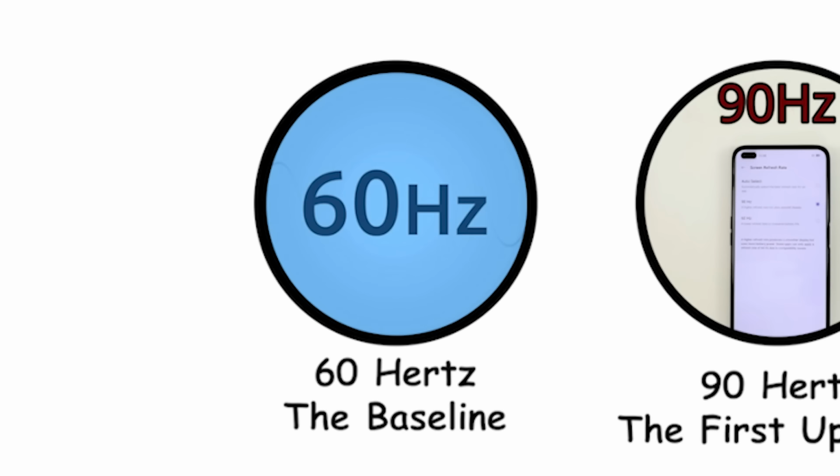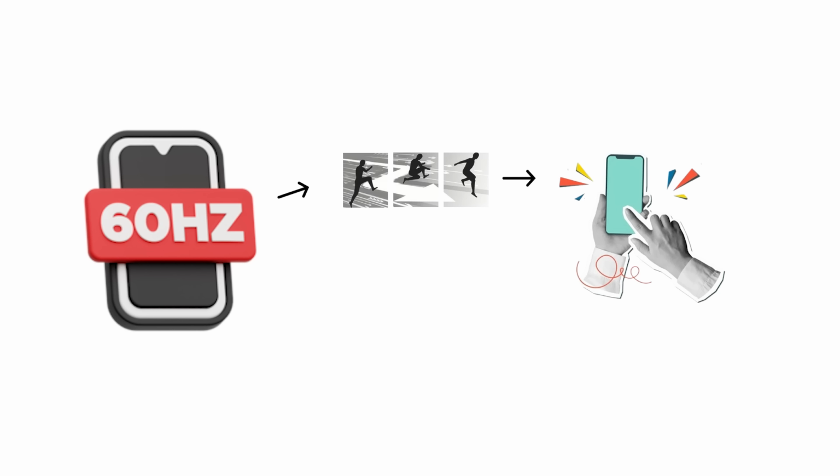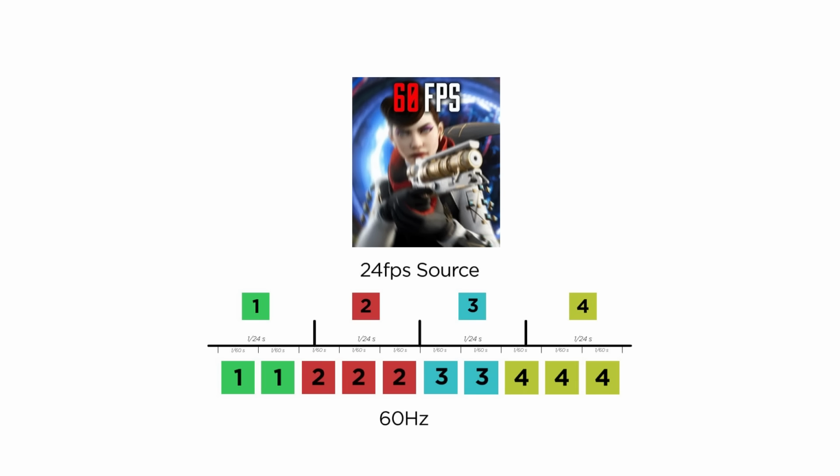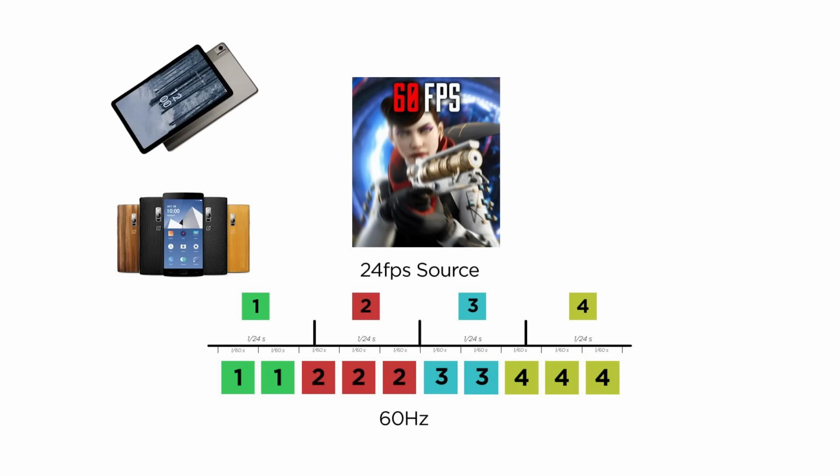60 Hz, the baseline. A 60 Hz display refreshes the image on your smartphone screen 60 times every second. That means each frame stays visible for about 16.6 milliseconds before it is replaced by the next one. For more than a decade, this was the standard across nearly all phones, tablets, and laptops.